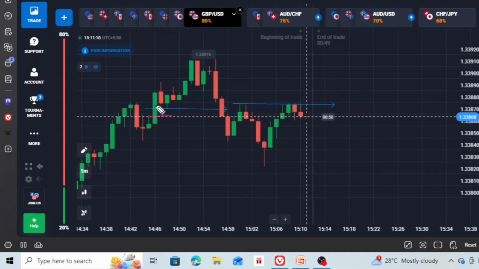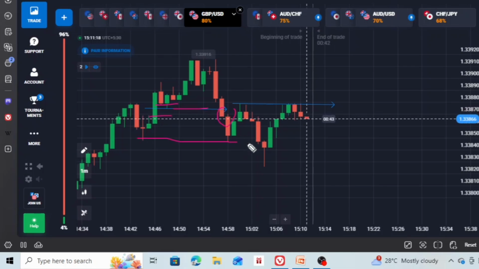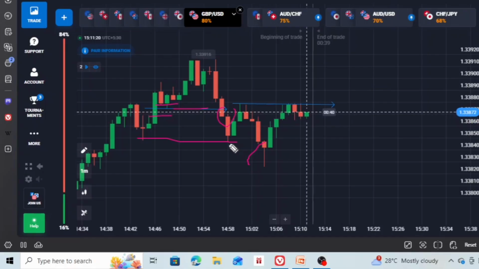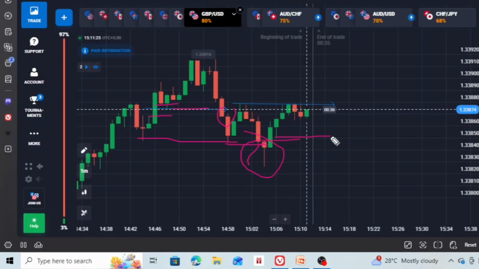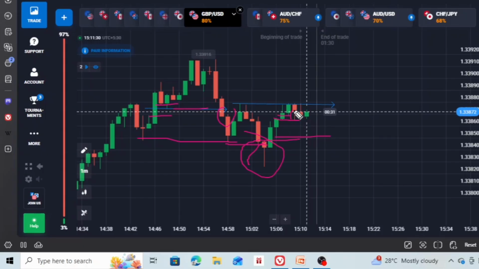So we have the gap here. We have the inducement, which is the external liquidity. After mitigating the inducement, this low has been swept already, and it has been swept again, which means the liquidity has been taken. We have the gap here, and we also have the gap here, which has already been mitigated.